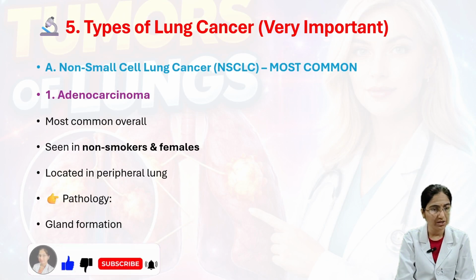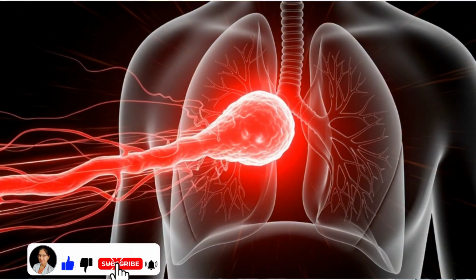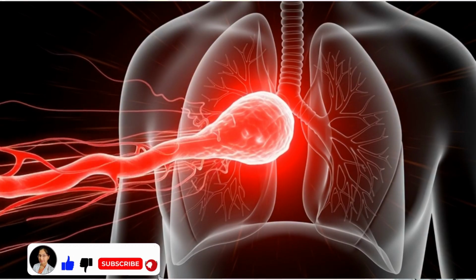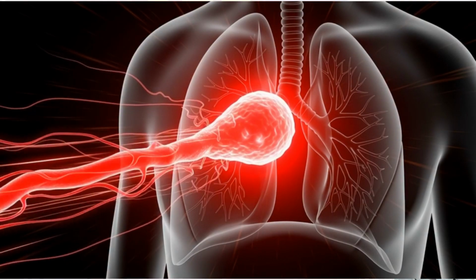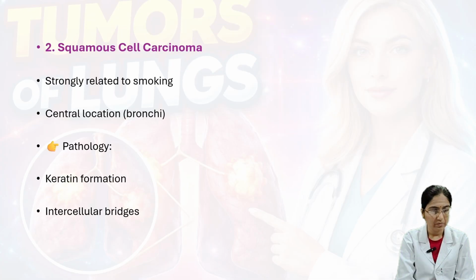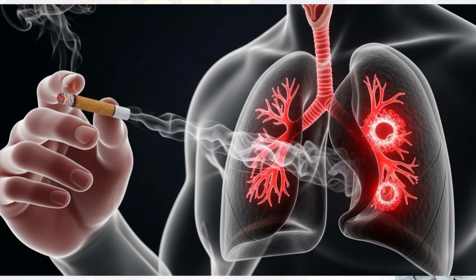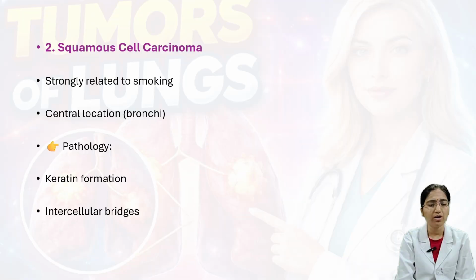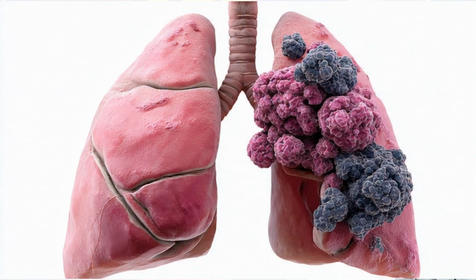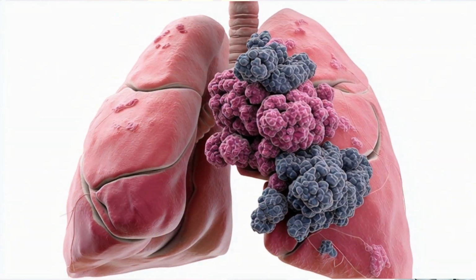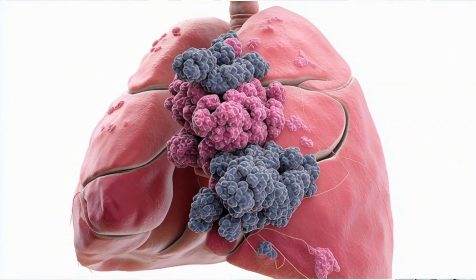We'll see the pathology in it. That is gland formation we can see, and mucin production. Mucin is nothing but a large molecular weight glycoprotein. And then the second one is squamous cell carcinoma. Here it is strongly related to smoking. It depends on smoking, and the central location, it affects the bronchi. The pathology is keratin formation and also intracellular bridges.